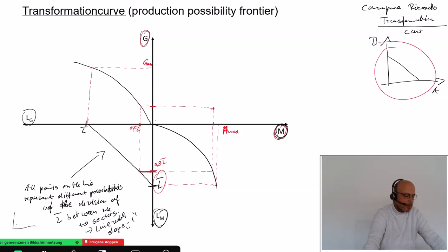Well, let's take also another point. Let's say here, this would be maybe or a little bit more to the right. Let's say this one, roughly 0.6 L bar. Then moving up would be here 0.4 L bar. What would be the output combination? 60% of the people working in the agricultural sector, 40% in the industrial sector.